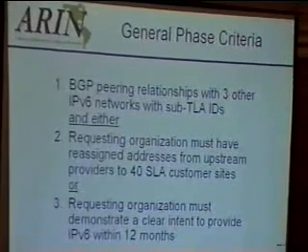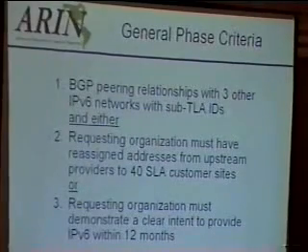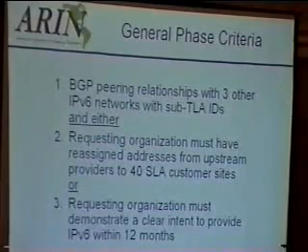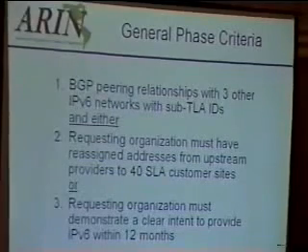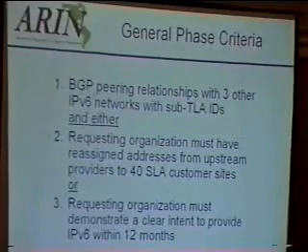And either 2 or 3. 2, that you must have reassigned addresses from upstream providers to 40 customer sites, meaning I've gone to my upstream provider and I've obtained a block of IPv6 address space from them, and in turn I have gone and reassigned some of that address space to 40 customers. Okay, that's part of meeting criteria.